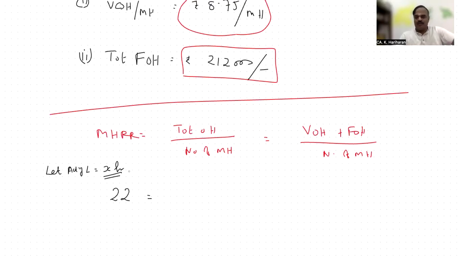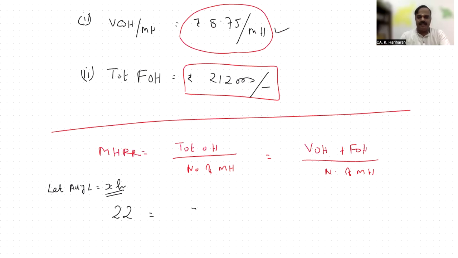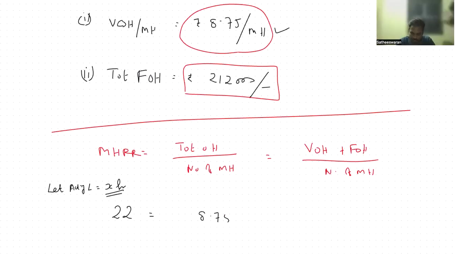22 rupees is equal to variable overhead. How much is the variable overhead per hour? 8.75. So x hours into 8.75. 8.75x is the total variable overhead. Am I right or not? Yes, sir. Whatever x hours you work, per hour it is 8.75, so for the total it is x into 8.75.